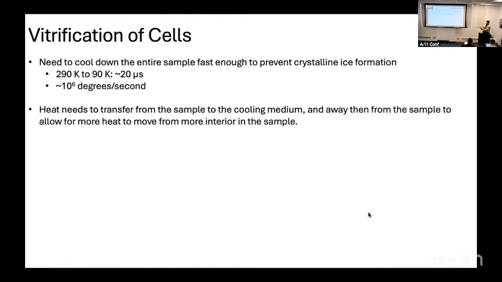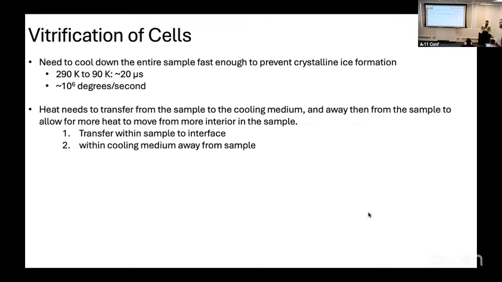And heat needs to transfer from your sample to, say, liquid ethane, and then from the liquid ethane away from your sample, so more heat can transfer out of your sample. Obviously, if there's more sample there, you have to transfer more heat out into the liquid ethane, and that has to transfer away. And all of the kinetics of that is very complicated, and sometimes some areas will be vitrified and some areas won't be vitrified.